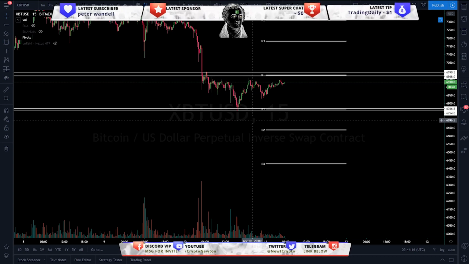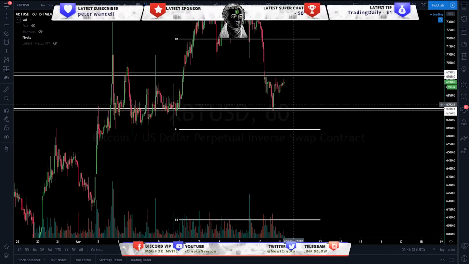So this pivot indicator is one of the best things that I wish that I knew when I first started trading. Use this to your advantage. If we go into the 1 hour time frame, the range will be different.